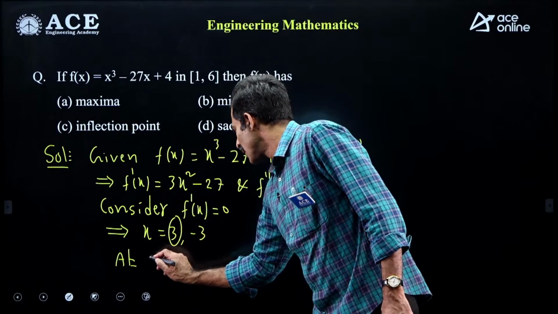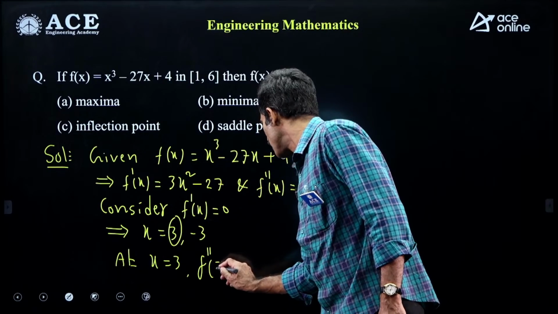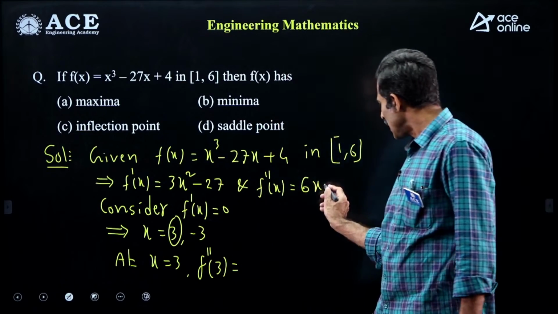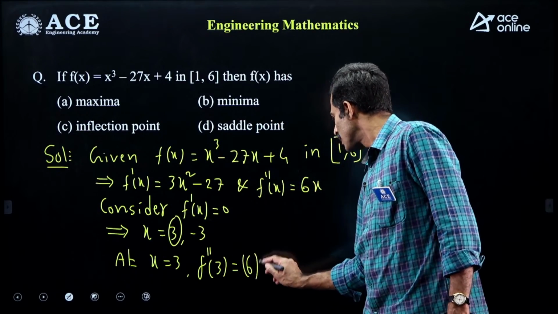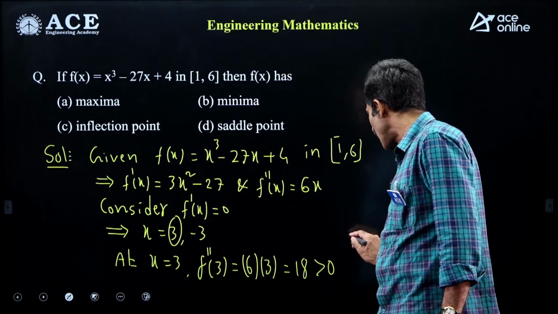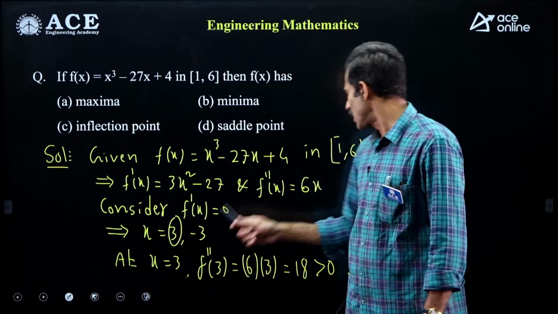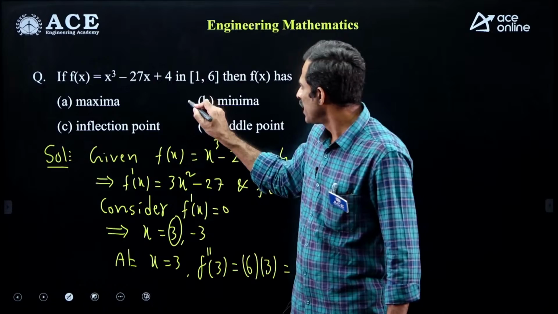At x equals 3, f double dash of 3 equals 6 into 3, that is plus 18. When it is greater than 0, the function will have a minimum. So the function will have a minimum at x equals 3 in the interval. Therefore, B is the correct answer.